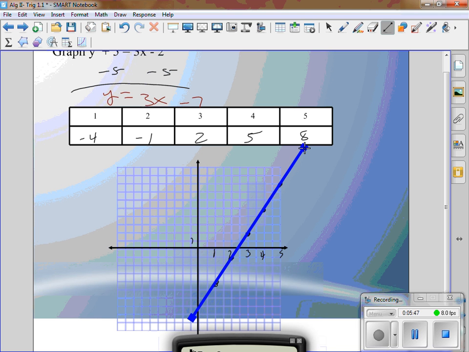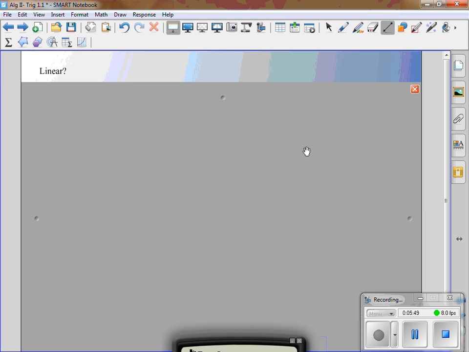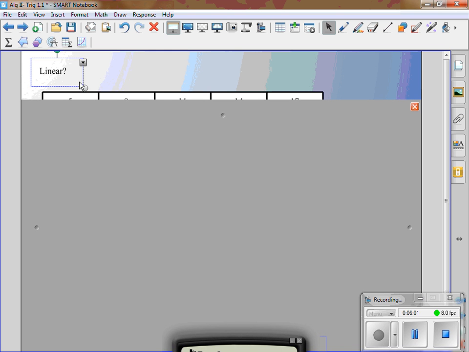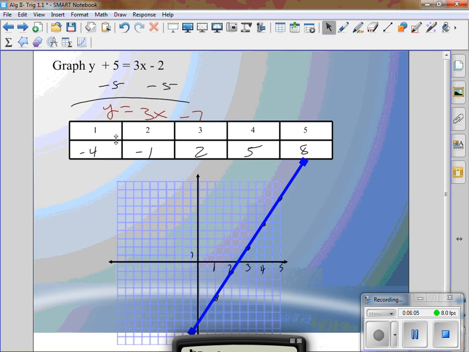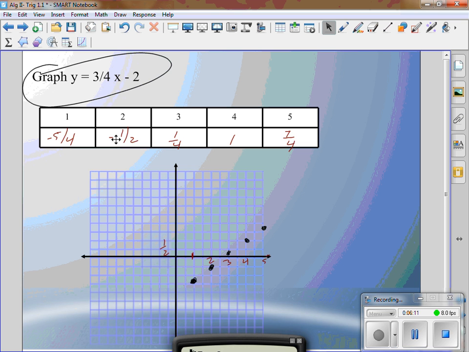All right. I think the problem we have with graphing is when you have those fractions, you're afraid to step by halves or fourths. Linear. What does linear sound like? Line. All of these equations that we've graphed so far made what? Lines. They are called linear equations because all of them make lines.